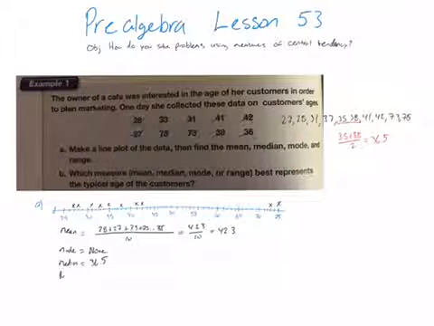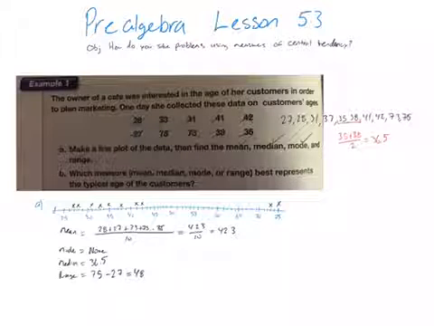And then the range is going to equal 75, the biggest one, minus 27, which is 48. Alright, so that completes part A, because we made a line plot, then we found the mean, median, mode, and range. So now part B says which measure of these four that we just found best represents the typical age of the customer. Well, let's just look at that for a second.